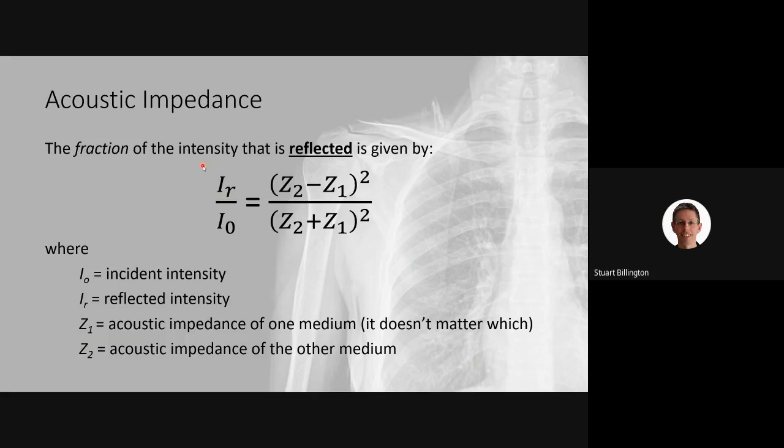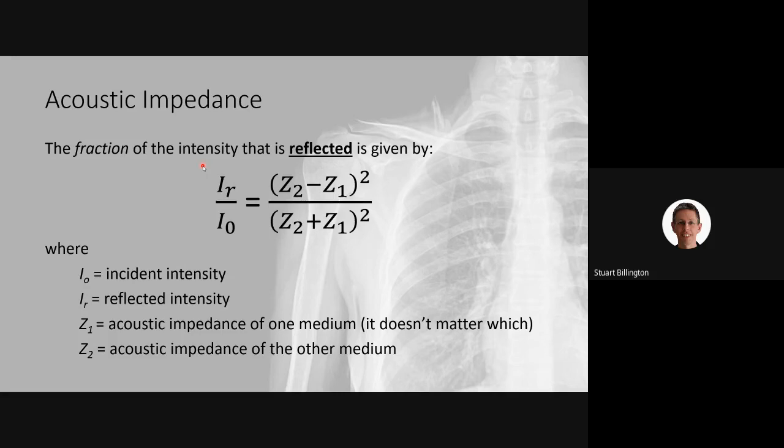To be honest though, you don't really need to worry too much about the fact that they're intensities, because it's a ratio of intensities, and so any units are going to cancel out. And really what it is, is a fraction, or if you multiply it by 100, it'll be a percentage. So in this particular case, you can see the subscripts are R and zero. R stands for reflected, and zero stands for initial or incident intensity. So the bottom of the fraction is the total amount of energy that arrives at a boundary, and then R is the amount of energy that is reflected from the boundary. So IR divided by I zero is the fraction of the energy that is reflected.